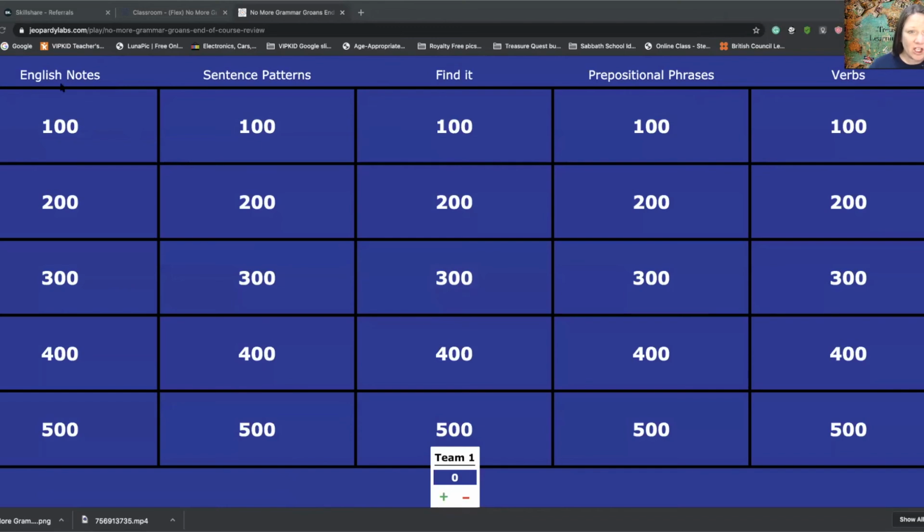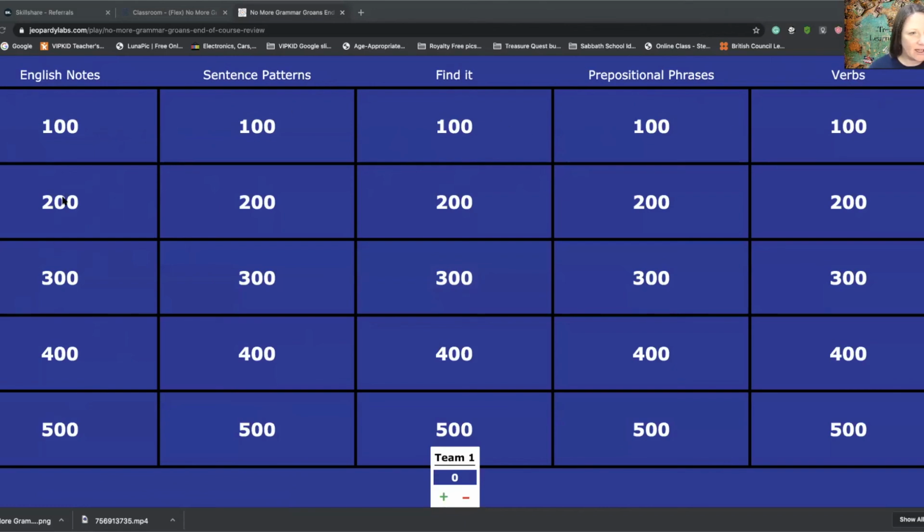Here I have English notes. This category will be about things from our notes. Sentence patterns, you will be identifying some sentence patterns. And find it is that you will locate certain parts of speech. Prepositional phrases, you will find prepositional phrases. And verbs, just different questions about verbs.